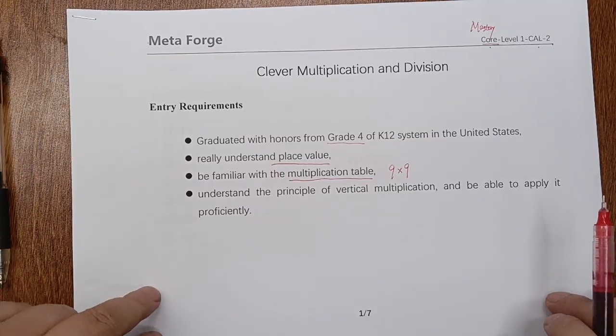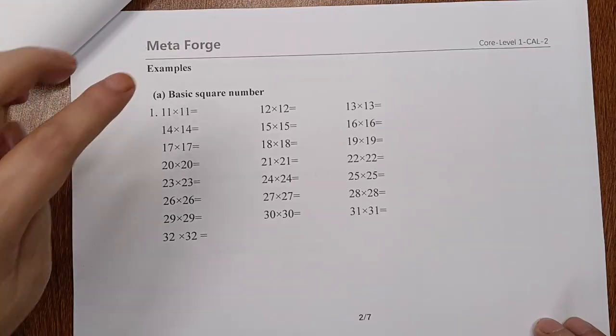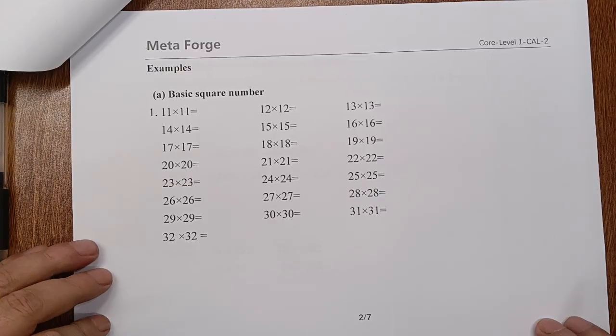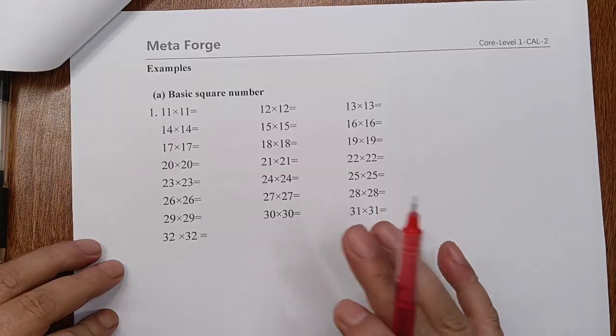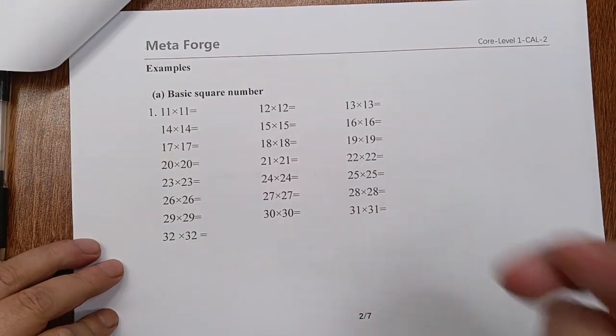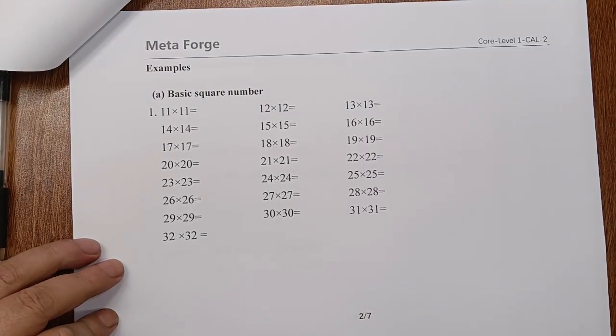Let's go into the examples with 5 issues. The first one, basic square numbers. Now, you are familiar with square numbers on the multiplication table: 1, 4, 9, 16, 25, 36, 49, 64, 81 are extra.